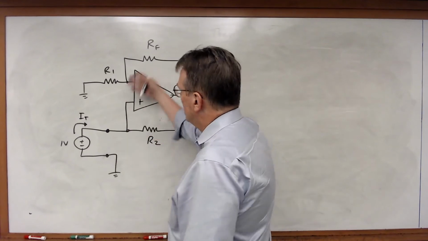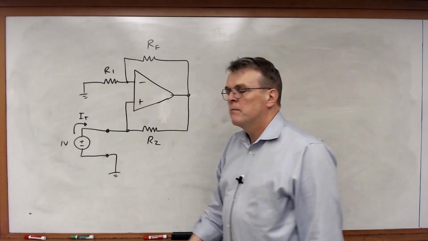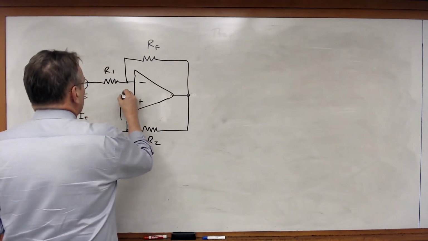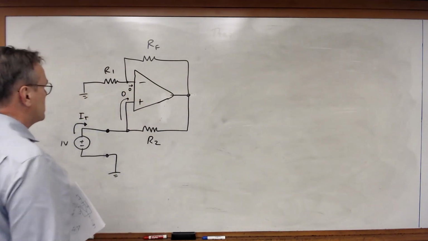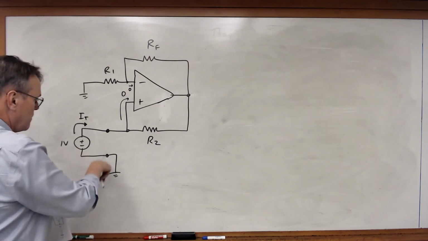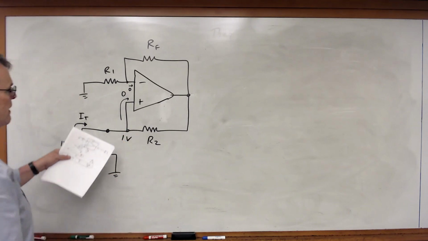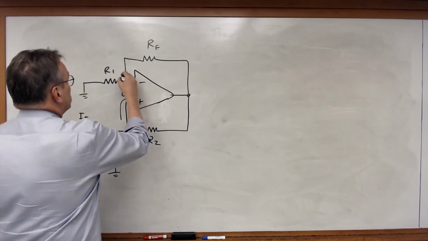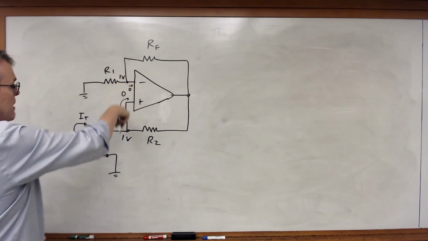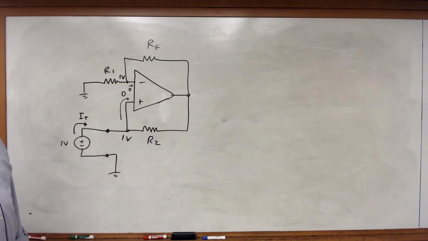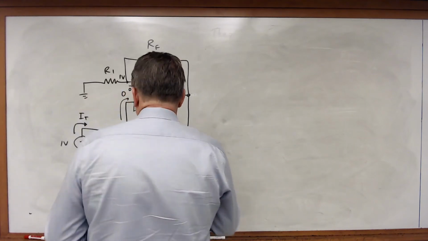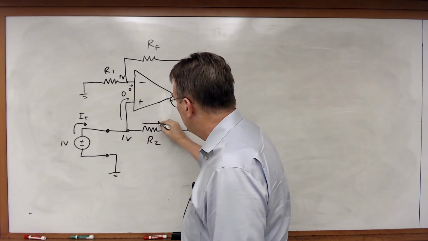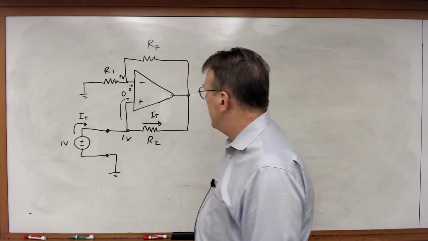So we look at this. Let's apply our 3 rules of op-amp analysis. I know that this current's equal to 0, that current is equal to 0. I also know that I've got 1 volt at the non-inverting input, which means I've also got 1 volt at the inverting input due to the virtual short circuit. And now that I've got that, I've got IT flowing in here. If that current is 0, then that current must be IT as well.